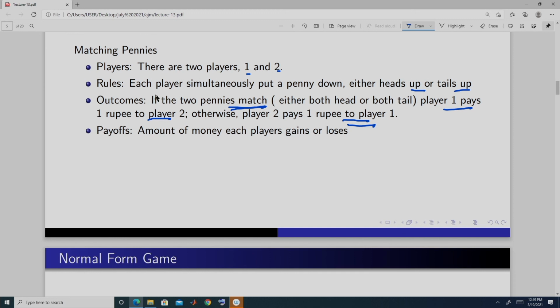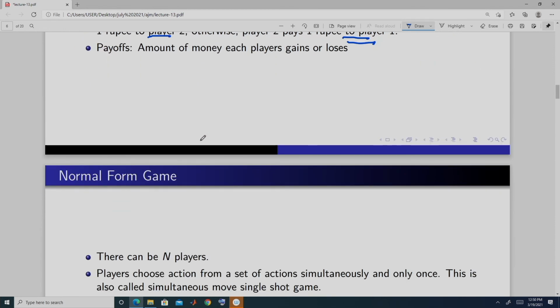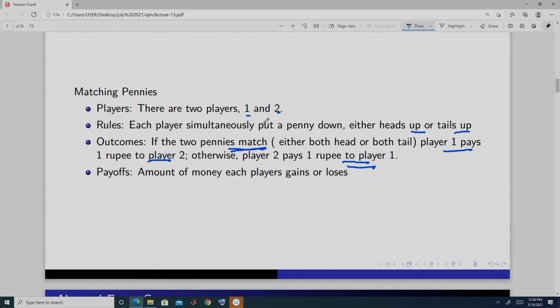And what are the rules? The rule here is they simultaneously place a coin on a table. Okay. So, while making this action, both of them are taking the decisions at the same time, but they know what is going to be the outcome. So, they know all the possible outcomes, and based on that they will take a decision. Okay. So, this is one form of a game which we call matching pennies.